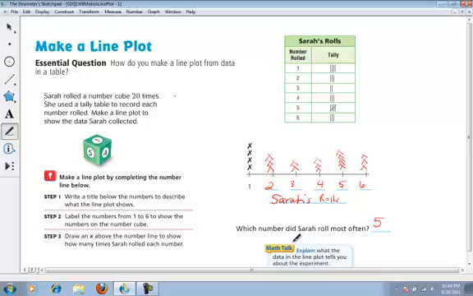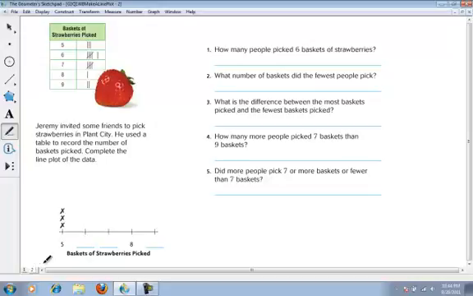So let's look at the math talk bubble. It says, explain what the data in the line plot tells you about the experiment. Well, it tells me how many times Sarah rolled each number, and I can see which number she rolled the most and which number she rolled the least. Now let's take a look at another question and see if I can space my X's out correctly this time.